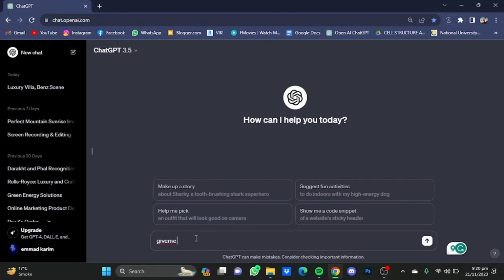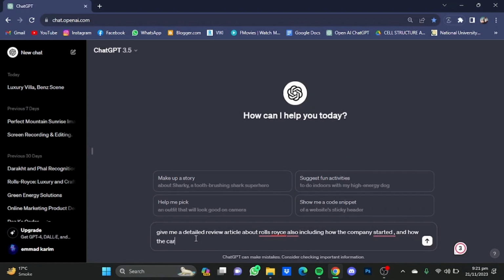Give me a detailed review article about Rolls-Royce, also including how the company started and how the car gained its reputation as the most luxurious car in the world.